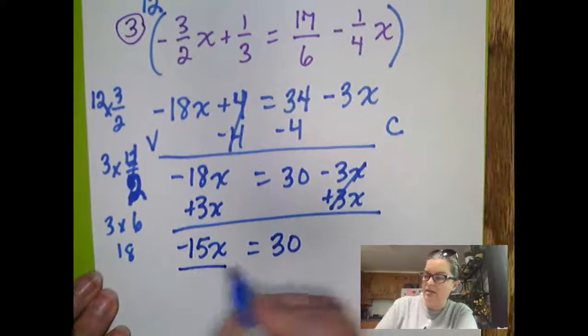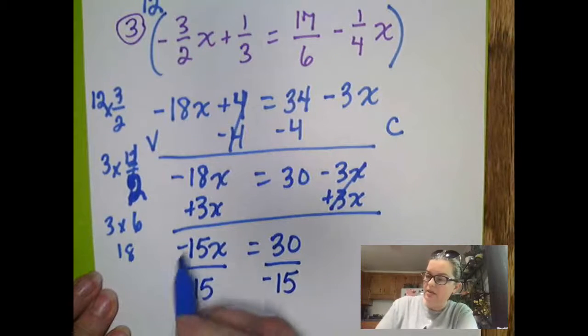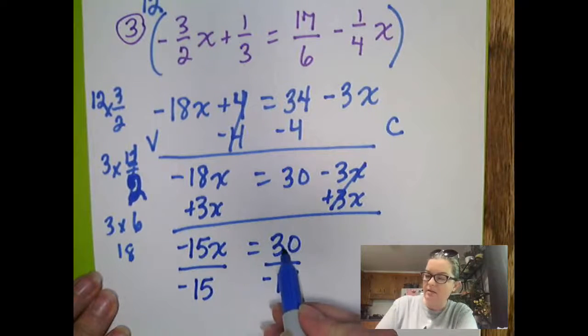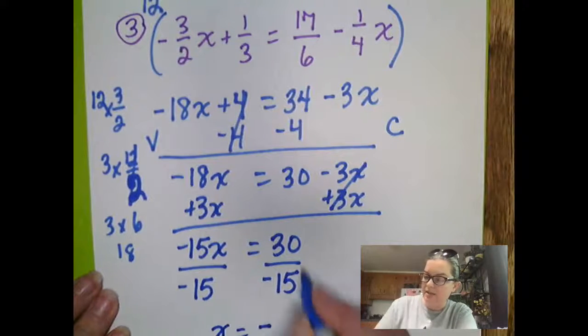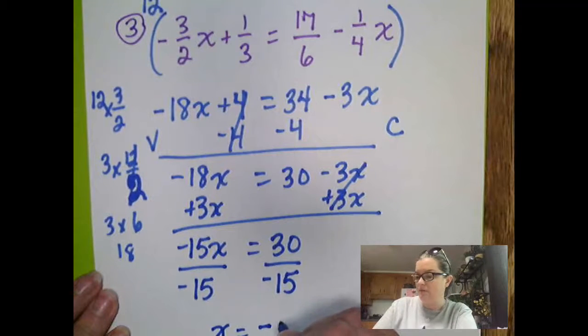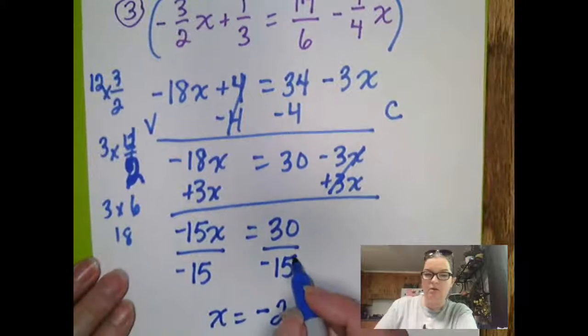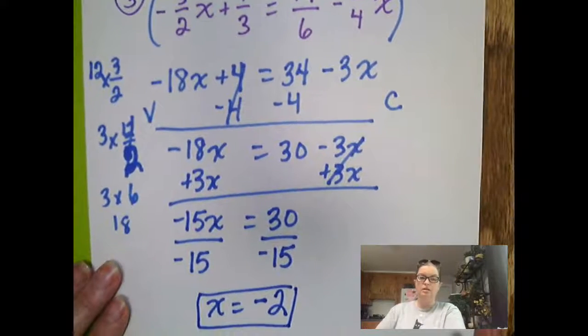All right, lastly, I'm going to divide both sides by negative 15. Notice this one's negative, this one's positive. So whatever you multiply to this, that answer's got to be negative. And that makes sense when you see this over here. 30 divided by negative 15 is negative 2. And there it is. There's your answer, negative 2.